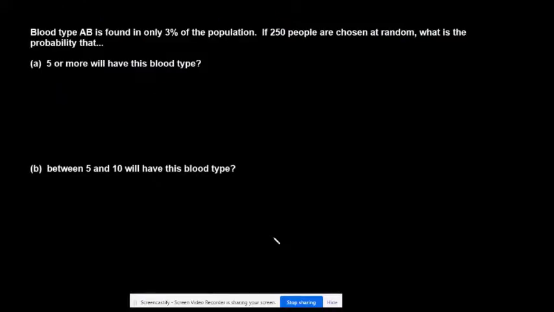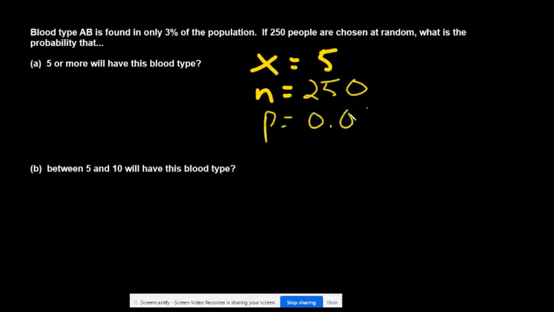All right, so here's another example. Blood type AB is found in only 3% of the population. If 250 people are chosen at random, what is the probability that 5 or more will have this blood type? In this case, our X is 5. Our n is 250. Our probability of success is 0.03, which means our failure is 0.97.